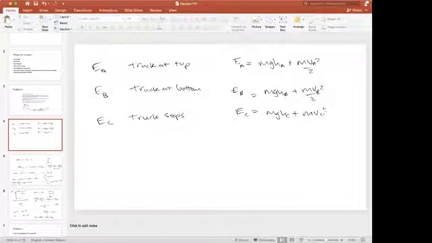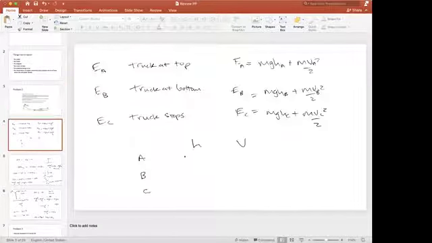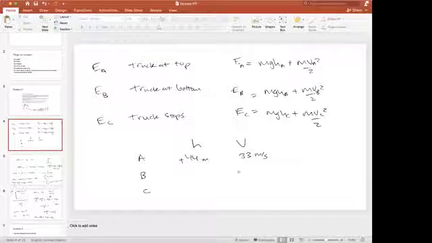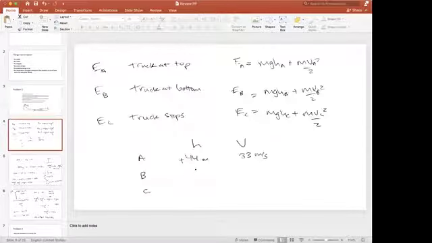Then our job is pretty simple. We just need to figure out for A, B, and C what h and what v are, if we know them or if we don't. So h for A, I gave you in this problem as 44 meters, positive 44 meters. v I gave as 33 meters per second. And then at B, when it gets to the bottom, we know that h is 0.